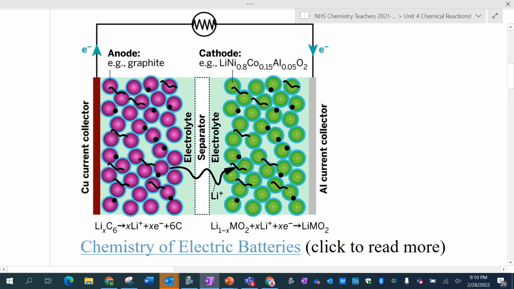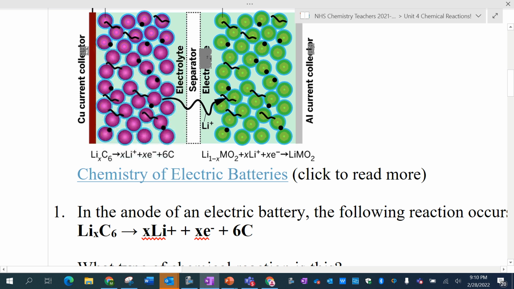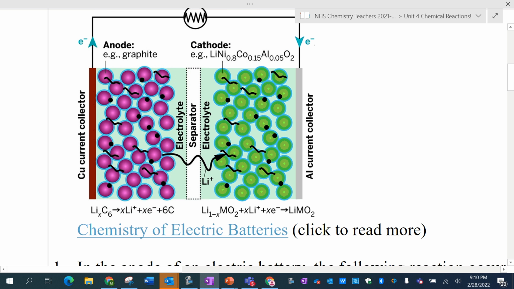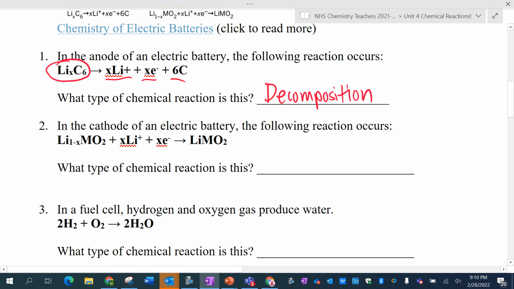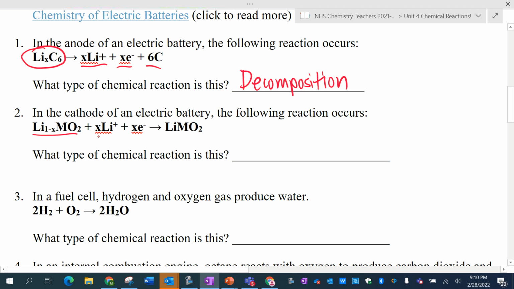An electric car battery. Here's what we're going to look at. In the anode of an electric battery, the following reaction occurs. The key here is that there's one reactant breaking up into 3 things here. So this would be considered a decomposition reaction. And here we have 1, 2, 3 reactants combining to form one product. So that is a combination.